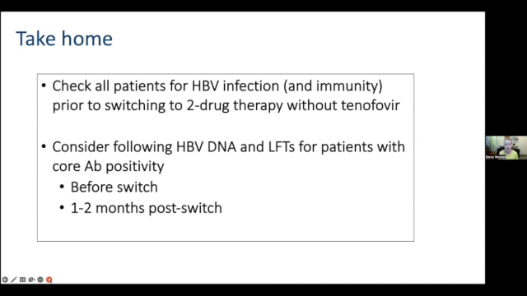Until there's more of an answer, this is a very soft recommendation. Because I don't know exactly how to interpret this case series of 3, you could consider following hepatitis B viral loads and LFTs for those patients who you're switching to cabotegravir-rilpivirine who are core antibody positive, before the switch and then a month or two after. But this is really not backed by anything in particular, just those 3 patients in our experience here.